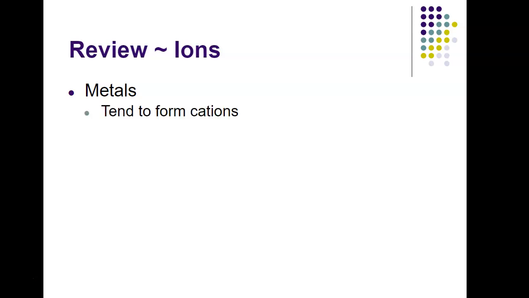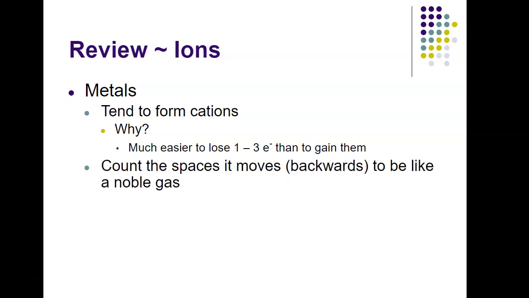So our metals are going to tend to form cations. So those are our positively charged ions. Remember that it's easier for our metals to lose 1 to 3 electrons than to gain them because it's based on how many valence electrons you have. And our metals tend to have either 1, 2, 3, or sometimes 4 valence electrons.